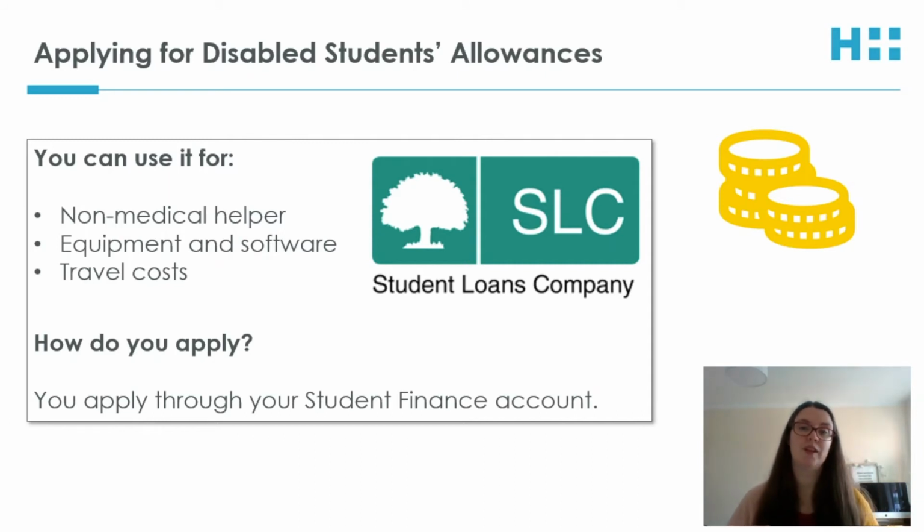Also, whether you're studying part-time, full-time, or by distance learning will affect the amount that you can get. DSAs can be applied for in England, Scotland, Wales, and Northern Ireland. It will just depend on what student finance system you're applying to. However, what you can use it for, how you apply, and how you're eligible are very, very similar in each one.